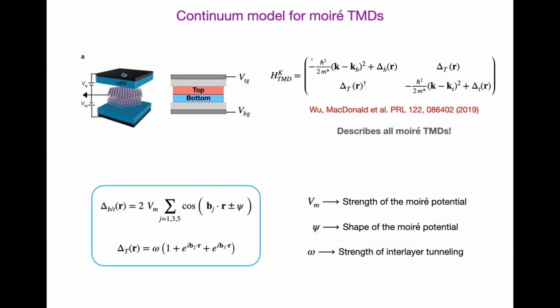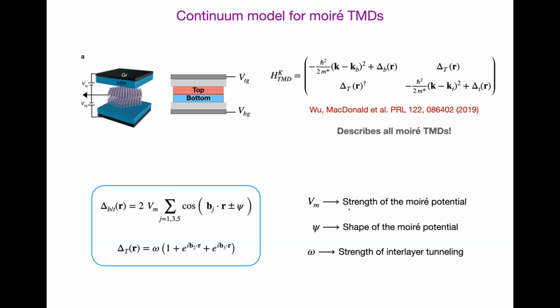And the model consists of, on the diagonals, a parabolic dispersion for carriers living in either the top or bottom layer, plus a Moiré potential, because one layer feels the presence of the other through the Moiré potential, and then you have some interlayer tunneling terms. And here I show how the Moiré potential and the interlayer potential are written. You see that this model depends on 3 parameters.